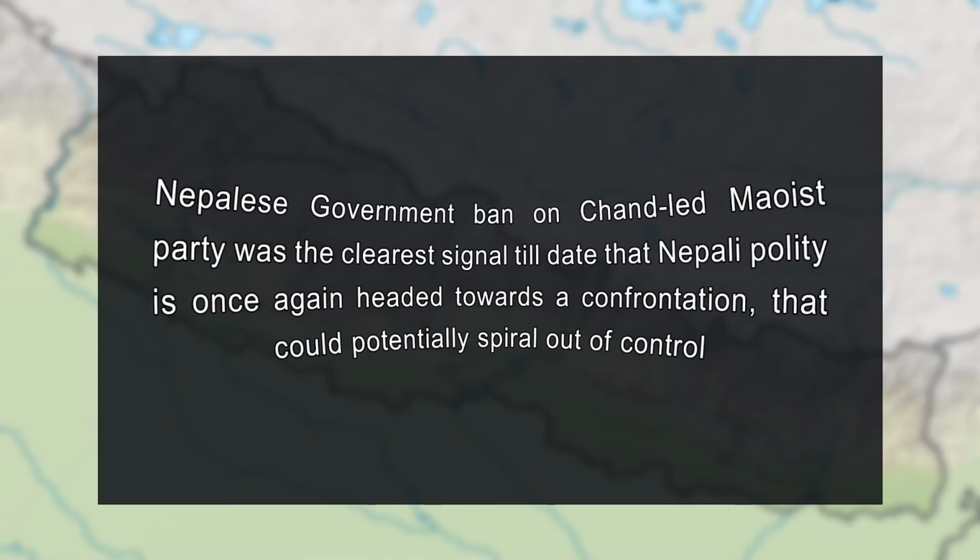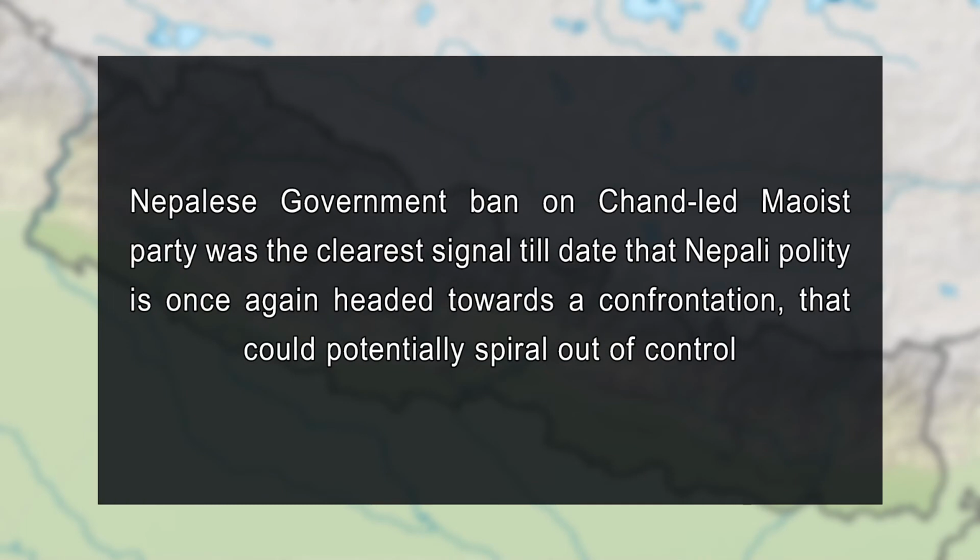After repeated fruitless attempts to hold dialogue with Chand, on March 12, the Nepalese government officially declared his party a criminal group and banned all its activities. The ban was the clearest signal till date that Nepali polity is once again headed towards a confrontation that could potentially spiral out of control. Ominously, the Prime Minister has tried to give himself the sole authority to deploy the army, overriding the constitution. While the ban came on the back of an established pattern of violence, it still carries the risk of escalating the situation into a full-blown insurgency.